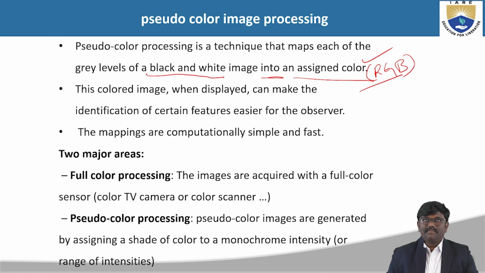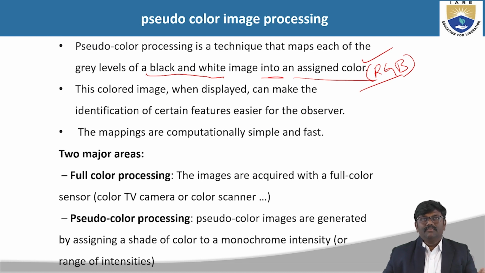So what we understand is that pseudo color image processing is an approach for converting a black and white image into your required color image. Such mappings are computationally very simple and very fast also. But how can we proceed with such an approach? With the help of two major areas. What are those two major areas? Number one, full color processing. Number two, pseudo color processing.